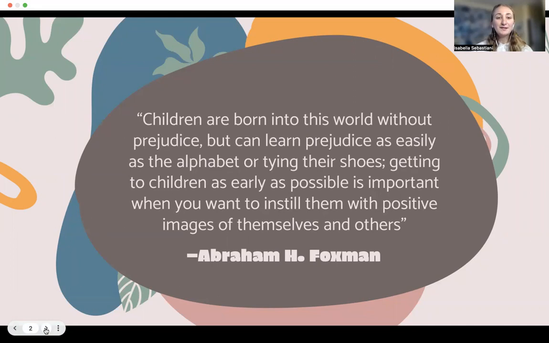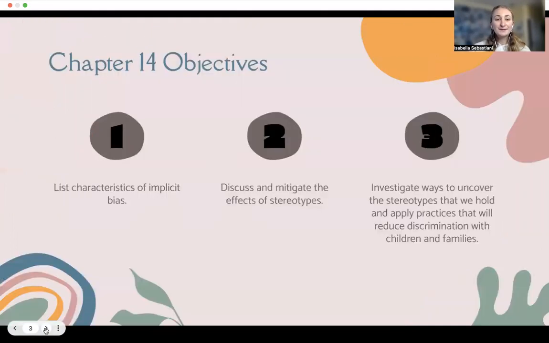And while it is important to educate adults about bias and discrimination, raising children who will be anti-bias is an essential step towards achieving real change in our society. Incorporating anti-bias curriculum in early childhood education provides children with a foundation to fight for social justice later in their lives. I'm going to begin with chapter 14 today.